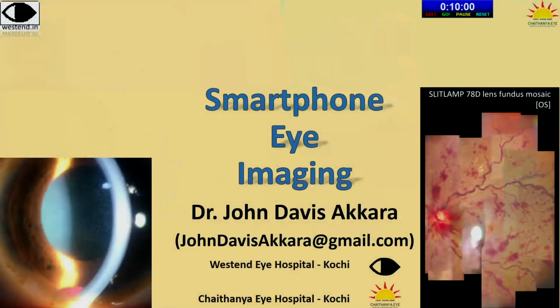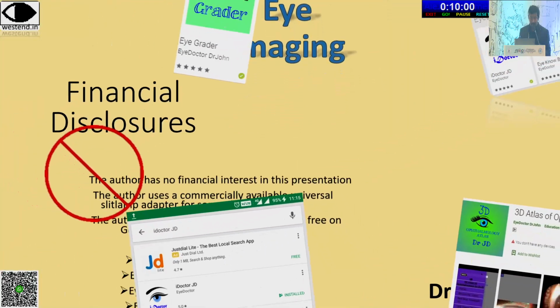So good morning, everyone. As usual, Sunday morning is a little difficult time for us. So we will be talking about smartphone eye imaging. So this includes anterior segment, posterior segment, gonioscopy, also the corneal topography, the 3D smartphone imaging, as well as measuring.